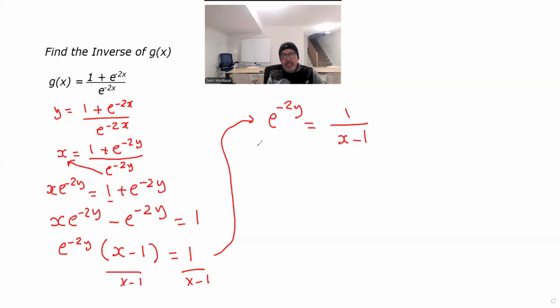Now we come to the next thing. To be able to solve for y, we need to bring the y to the bottom of e. How do we do it? By taking the ln of both sides. So if we ln both sides, we throw a ln right here, and we throw a ln right here. That allows us to bring the exponent down, according to the log rules.